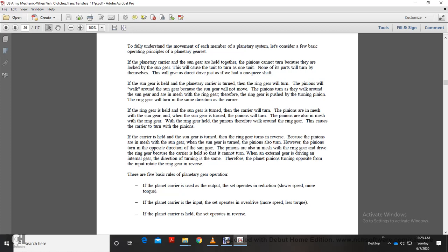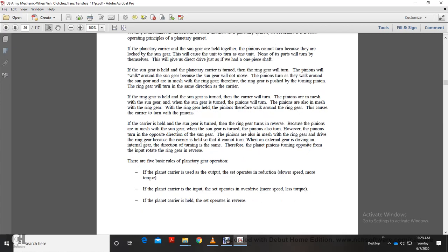If the carrier is held and the sun gear turns, the ring gear turns in reverse. The pinions are meshed with the sun gear, and when the sun gear turns, the pinions also turn. However, the pinions turn in the opposite direction of the sun gear. The pinions also mesh with the ring gear and drive it. Because the carrier is held, the pinions cannot walk around, and the external gear drives the internal ring gear. Since the pinions turn opposite from the input, the ring gear turns in reverse.